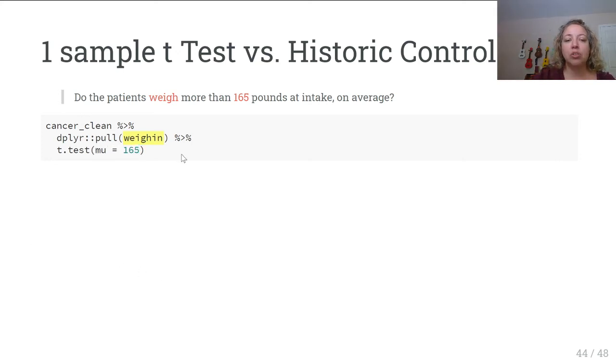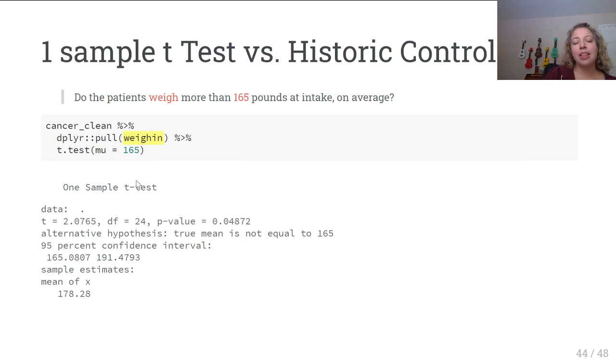So this code is going to run a t-test to see if we have evidence that the weight is different than 165. Again, the default is to do a two-tailed test, and we're going to go for that. Now, we get a little bit of output out of here, so let's break it down. It tells us that we're doing a one-sample test. It says data equals dot, and that happens because we're piping the data from above. Don't worry about that.